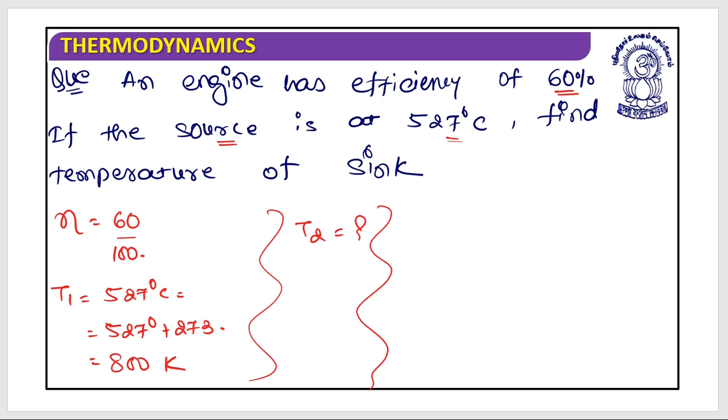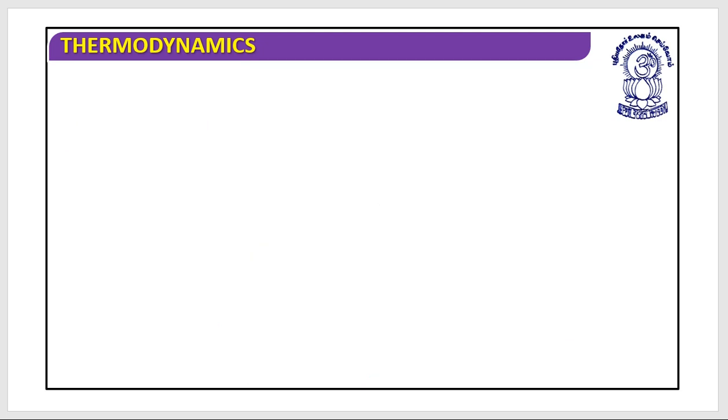How will I do this? So this is simply the efficiency equals 1 minus T2 by T1. When I say it's 1 minus T2 by T1, this equals 1 minus T2, which we don't know, divided by T1, which is 800, and the efficiency is given, which is 60 by 100. And from this, it is simply 6 by 10.